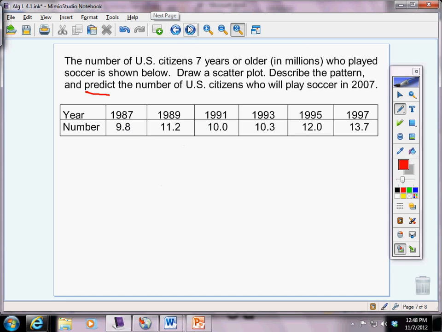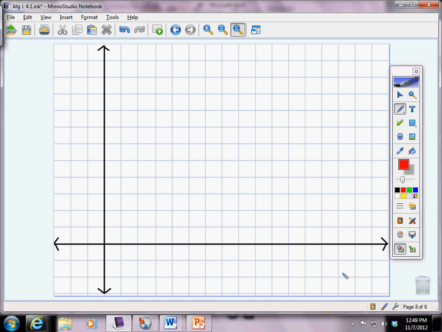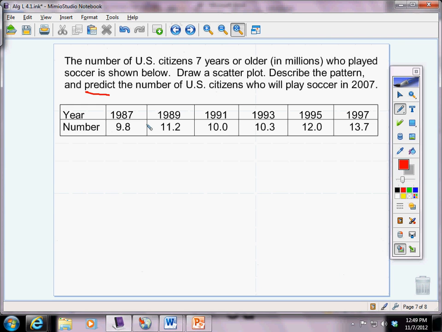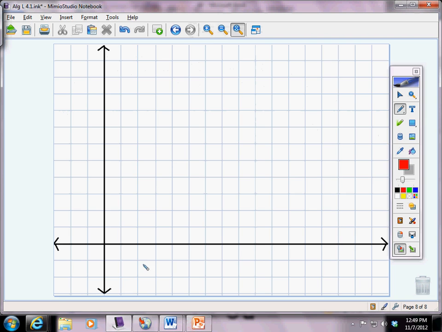Okay, so again, let's set up a scatter plot. I'm going to put years along the x-axis, and I'm going to put the number of players along the y-axis. So if we look at our years, we're dealing with 1, 2, 3, 4, 5, 6 years, and each one has a difference of 2 years. So we're really going by twos. With time, you don't necessarily need to use a bar break because it's pretty self-explanatory.